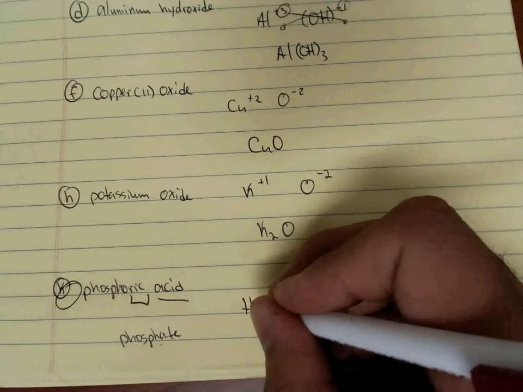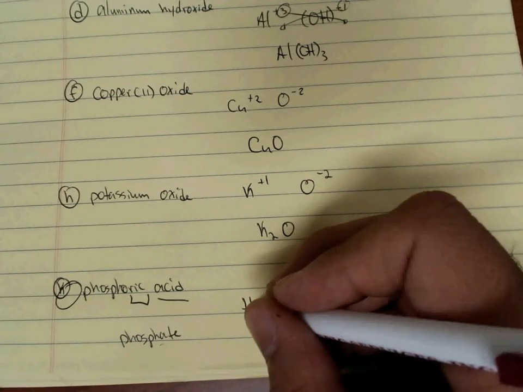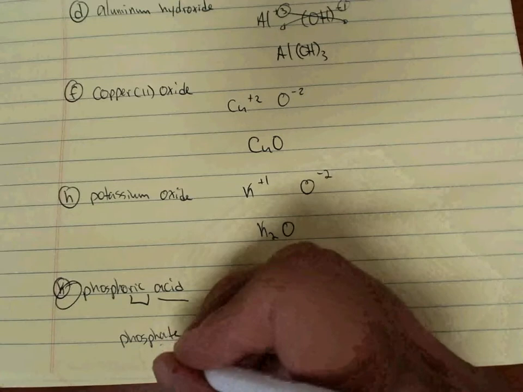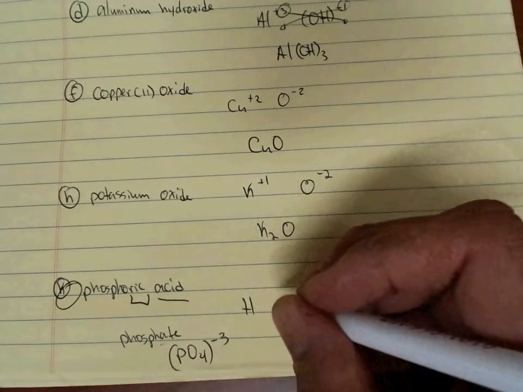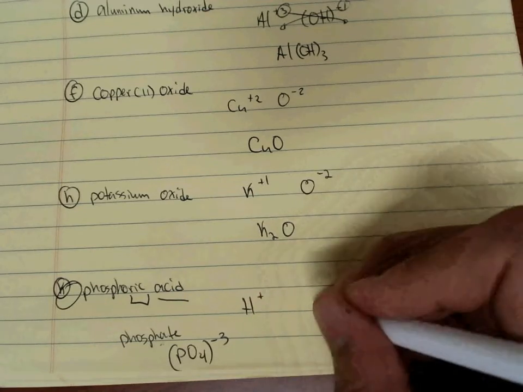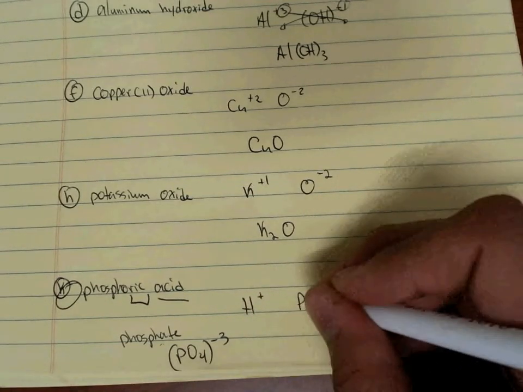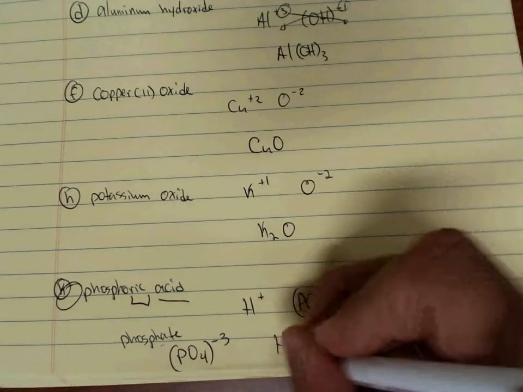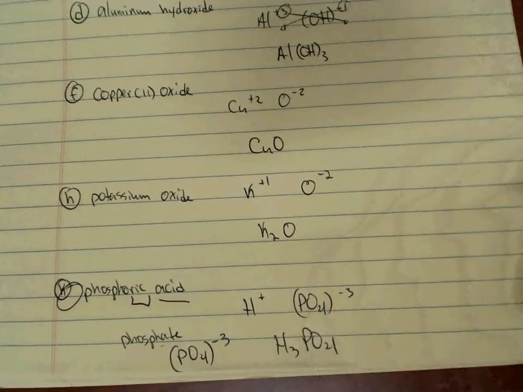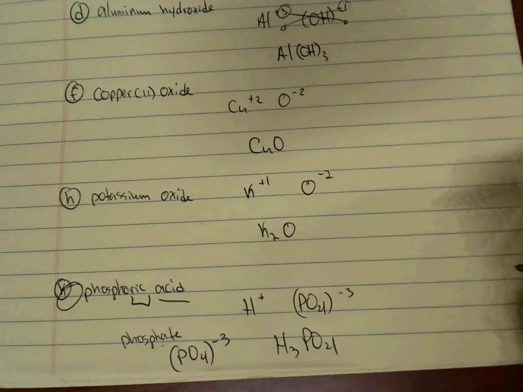The acid represents H, or it means H. Phosphate is PO4 minus 3. Hydrogen is plus 1, so I have PO4 minus 3. I'm going to crisscross. I have H3PO4, phosphoric acid.